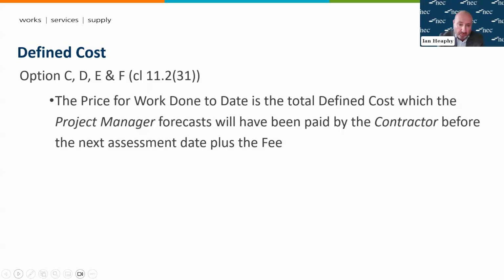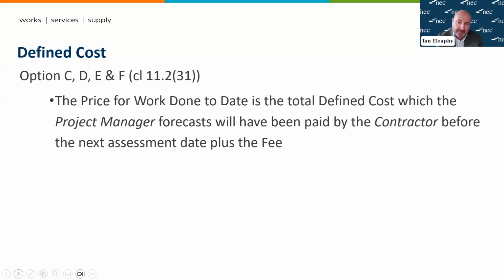Okay. Looking then at options C, D, E, and F, the definition of the price for work done to date refers to the total defined cost, which the project manager forecasts will have been paid by the contractor before the next assessment date, plus fee. So clearly it references defined cost as the basis for making this assessment: defined cost plus fee.